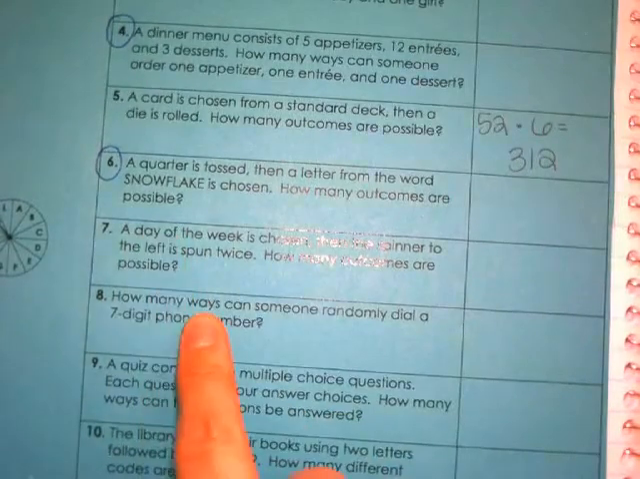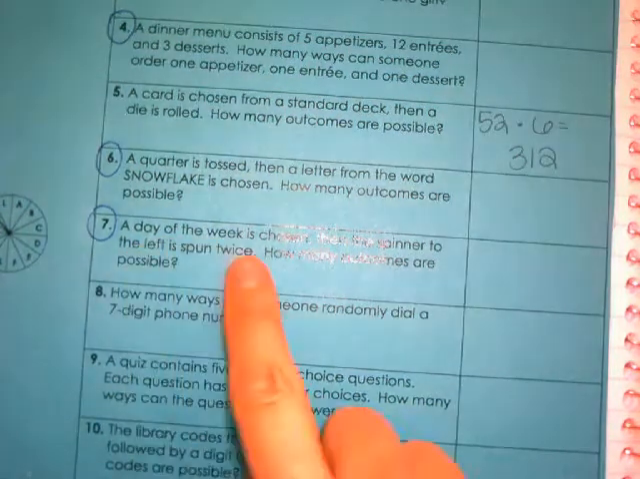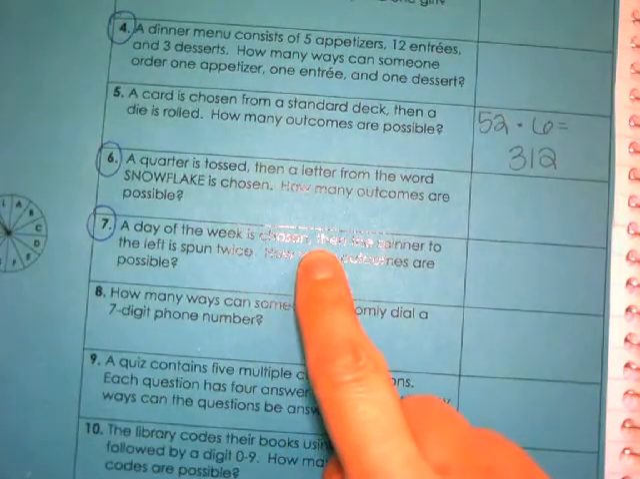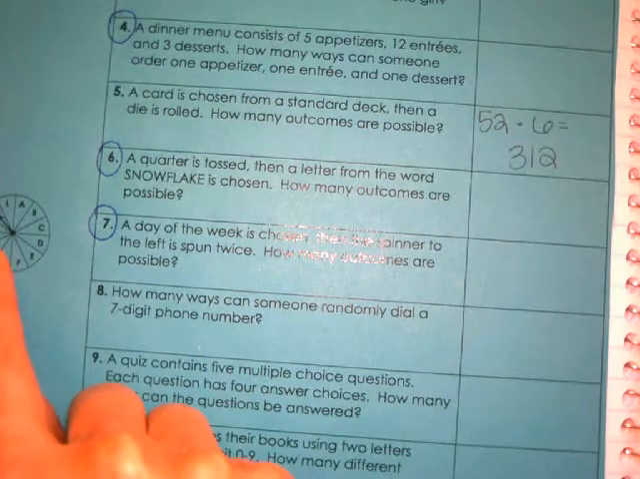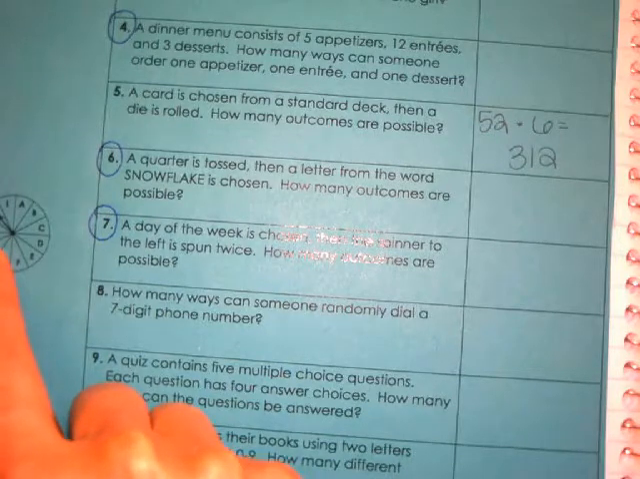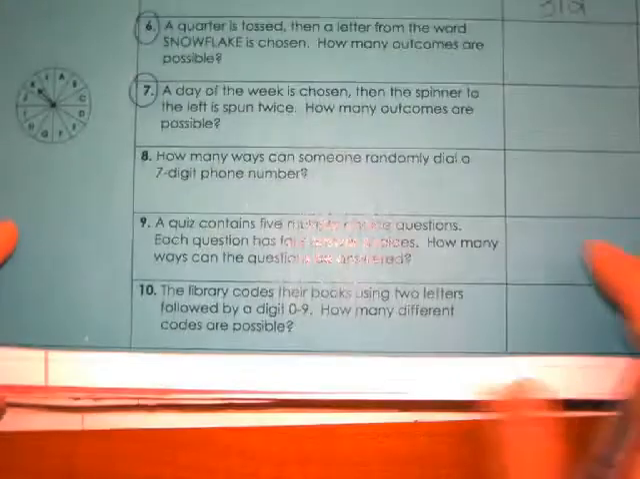Okay, number 7, I'm also going to have you do, and then turn that one into the sub. A day of the week is chosen, so how many days are in the week, and then this spinner is spun twice. So think about what that means. If it's spun twice, how many options do you have for the first spin? How many options do you have for the second spin? Combine them together. Okay, we're going to go do number 8 together because 8's a little tricky.